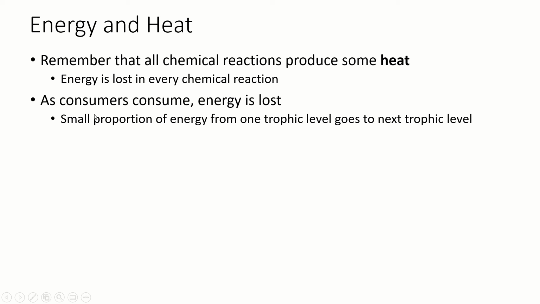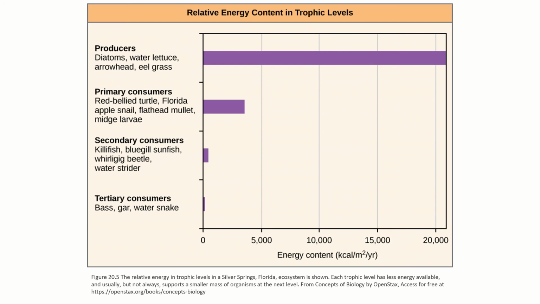Now, as consumers consume at lower trophic levels, some of that energy is lost. So the energy that you get from eating, say, a hamburger, some of that energy goes into your body and stays in the tissues of your body, making up you. But a lot of it is lost in heat and then in powering the chemical reactions that you do. So as we go from one trophic level to the next, most of the energy is lost. So here's a graph that shows what that means.